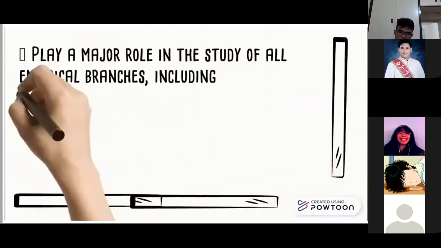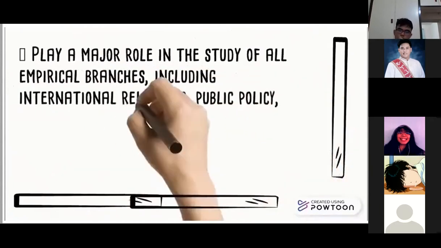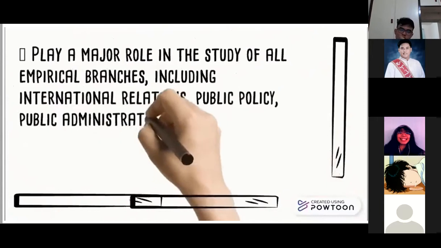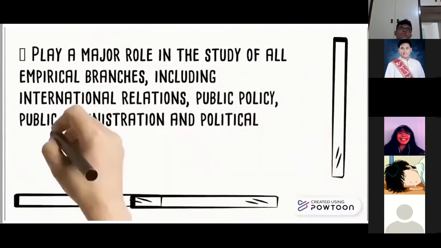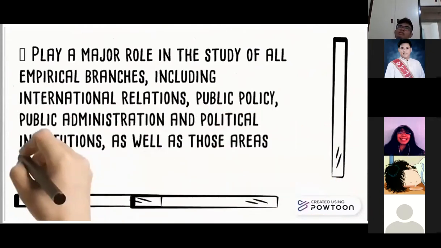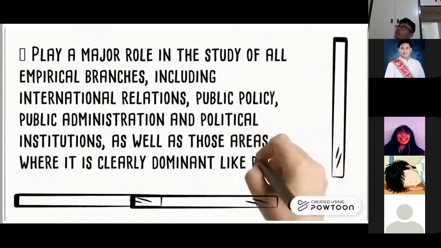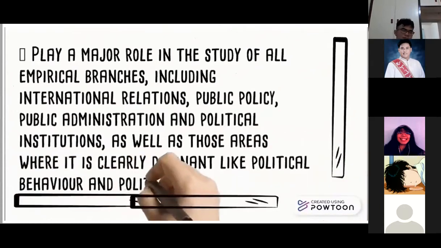Political science plays a major role in the study of all empirical branches, including international relations, public policy, public administration, and political institutions, as well as those areas where it is clearly dominant, like political behavior and political economy.